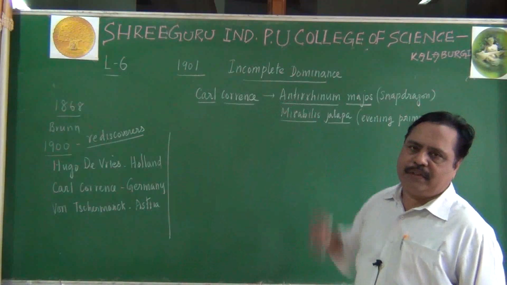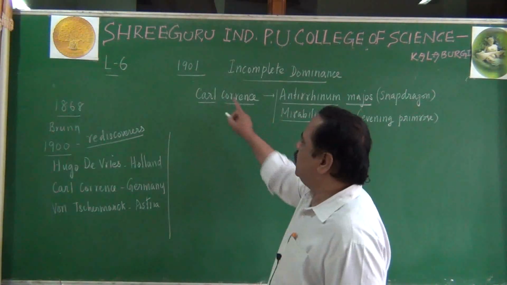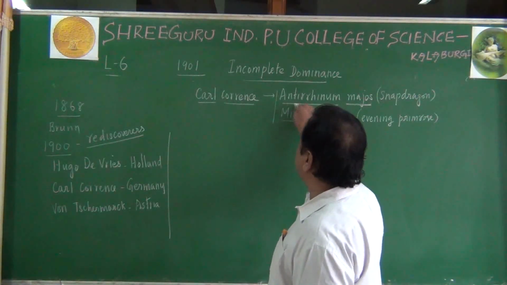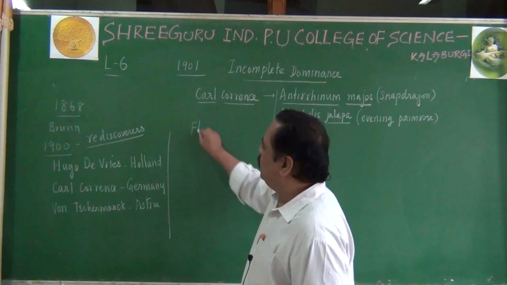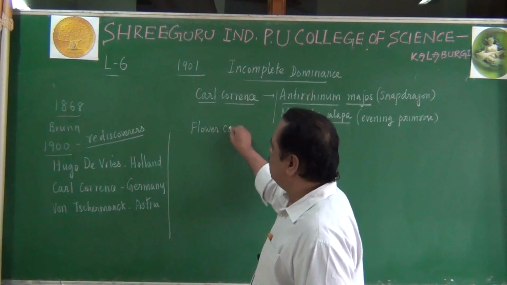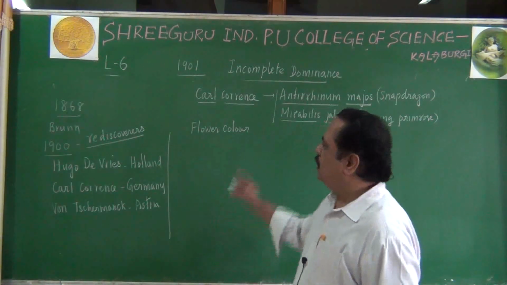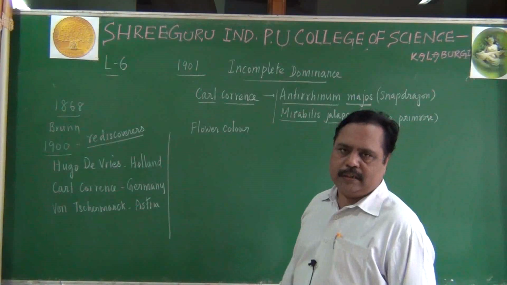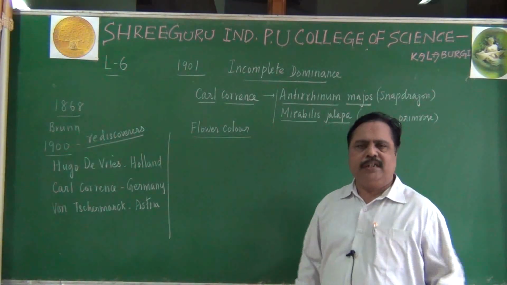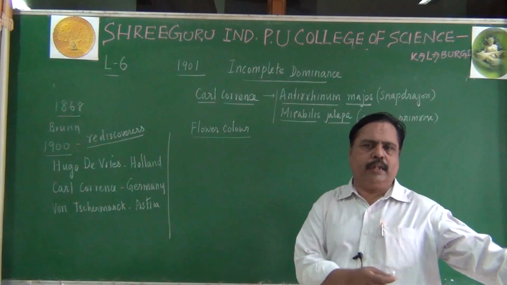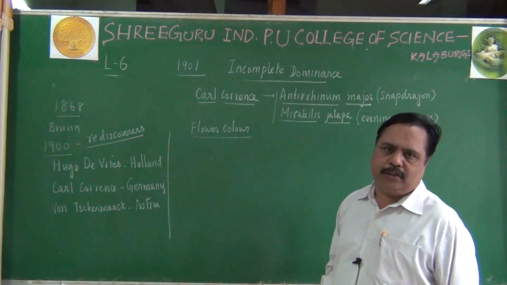They behaved in something different. What is that behavior? Listen. Let me tell you about Karl Karens. He did work in Antirrhinum majus. In Antirrhinum majus, flower color is taken as an example. You forget about Pisum sativum. Let us come to incomplete dominance. Flower color is the character studied by Karl Karens. Just like Mendel studied flower color in Pisum sativum, Karens studied flower color in Antirrhinum majus.